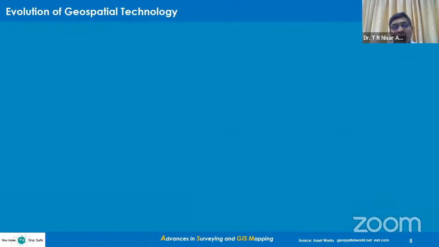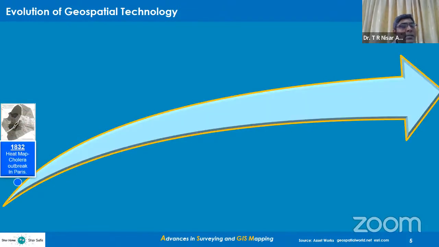So when we talk about the technology, it is very essential to see how the geospatial technology has evolved, specifically focused on surveying and mapping. First it started in 1832. In Paris, they prepared a map, called the heat map. Nobody knew about the concept of GIS. So it was first in 1832 that they prepared a map, a heat map.